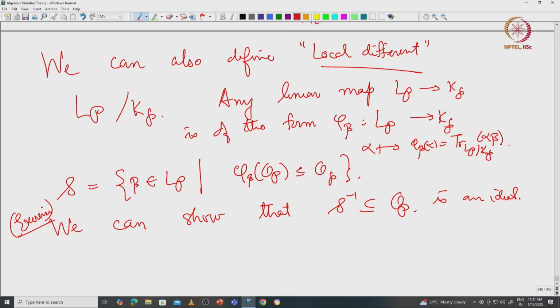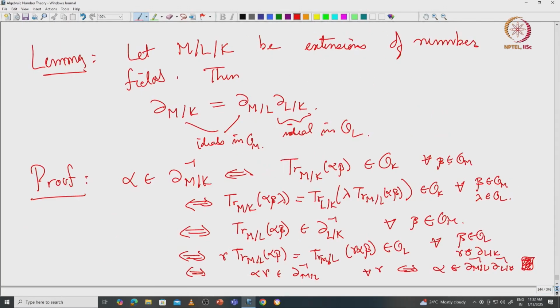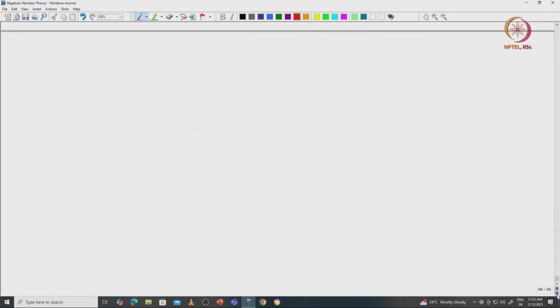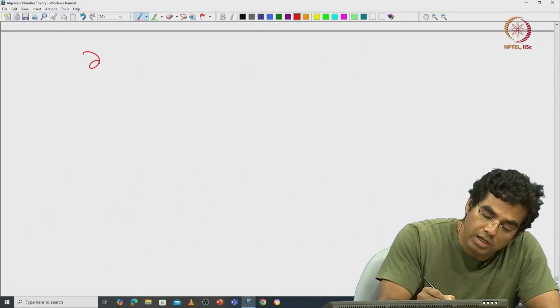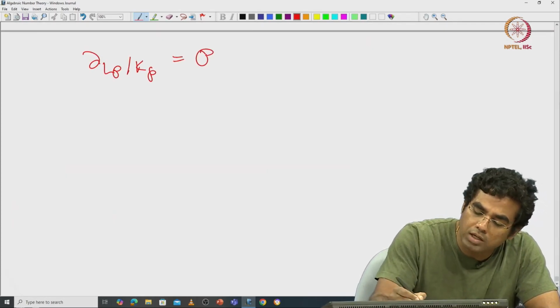All right. So, S inverse you denote by the different of LP over KP. So, this is the local different. All right. So, that is the definition of local different. Now, here is a subtle point. This means that the different of LP over KP is equal to P to some power.